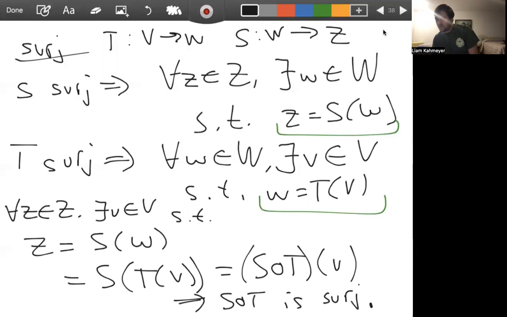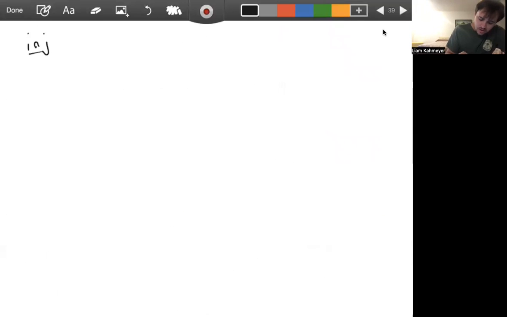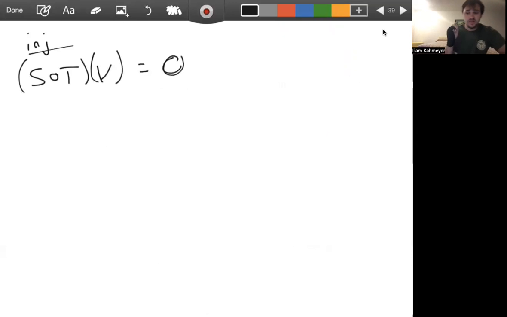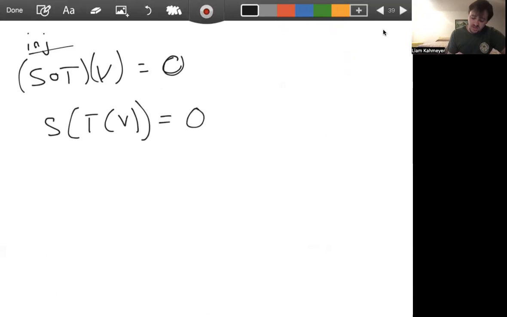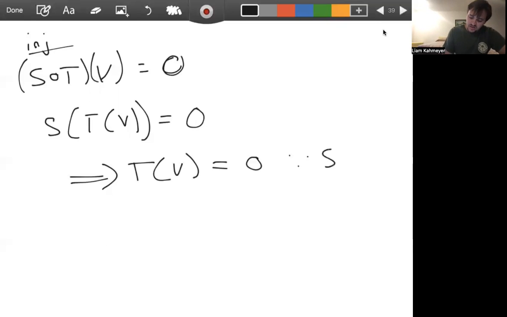Cool. The last thing we need to show is injective. To show that it's injective, we need to look at S composed T of v equal to 0, and show that if this is true, then v is equal to 0. So this means S of T of v is equal to 0, but S is injective. If S is injective, S of something equal to 0 means that something was also equal to 0, which implies that T of v is equal to 0, since S is 1 to 1.